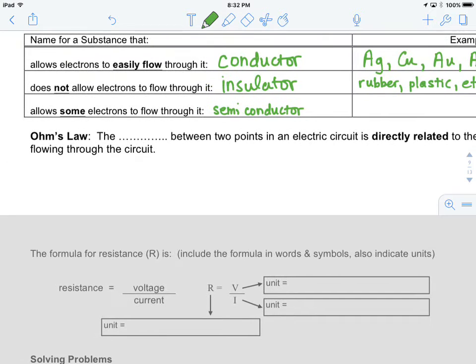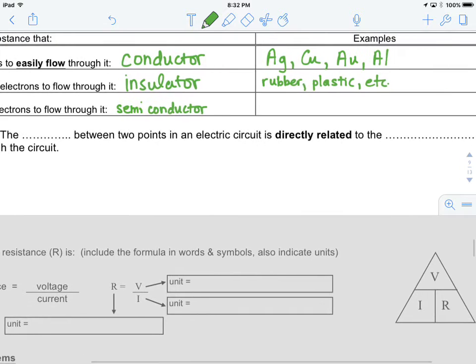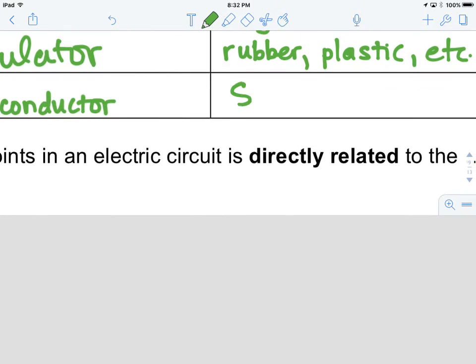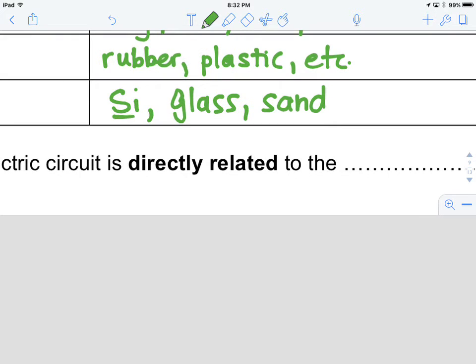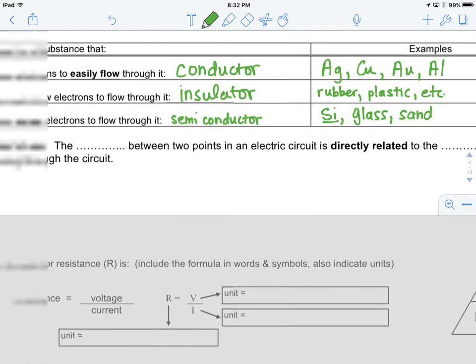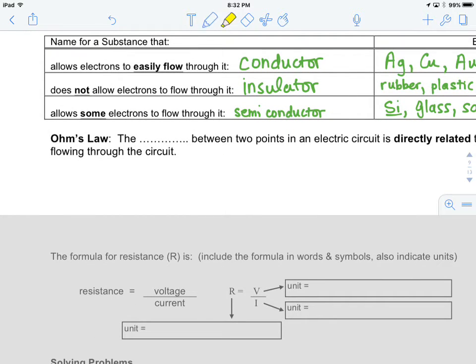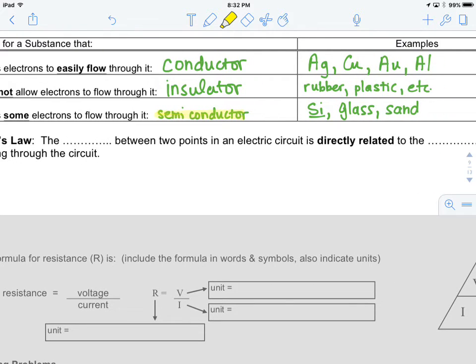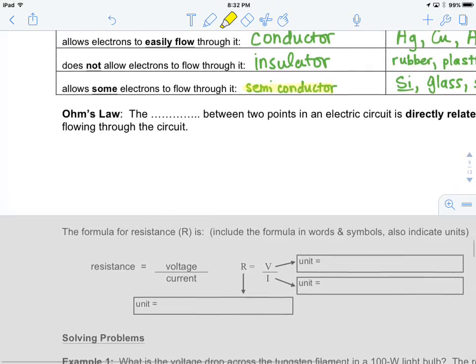And semiconductors, things that allow some electrons to flow through them. In particular, silicon, which is what microchips are made out of, glass, sand. These are, of course, all things that are made from silica. And in general, there's a whole class of semiconducting materials, and we went over that in the static electricity unit. So these are just some examples.